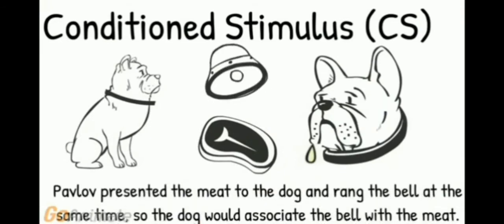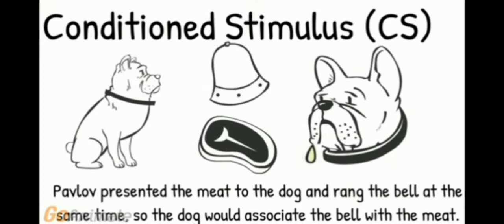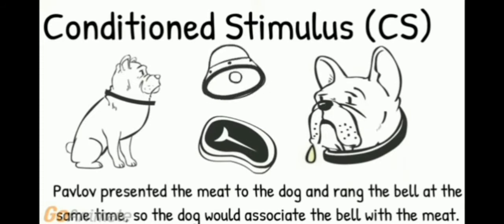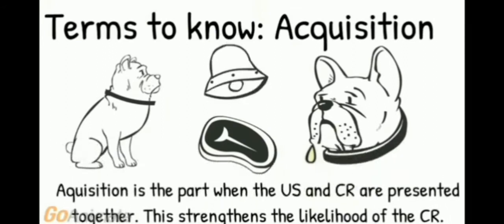So the dog would associate the bell with the meat, and in the end the dog salivates at the sound of the bell. When the unconditioned stimulus and the conditioned stimulus are presented together to produce the conditioned response, acquisition is basically when the conditioned response is learned.